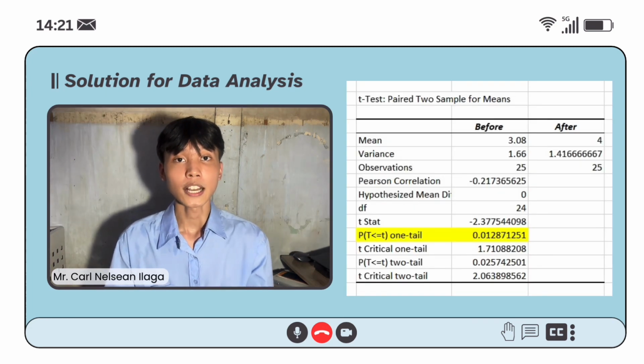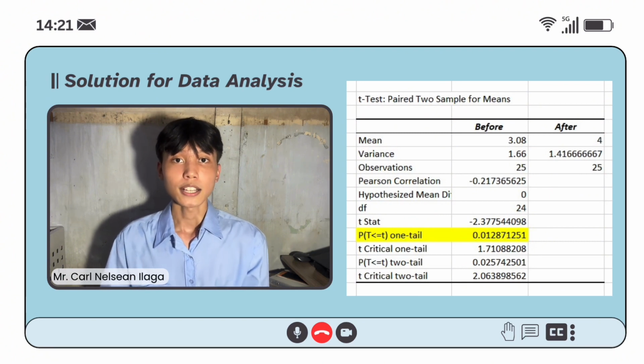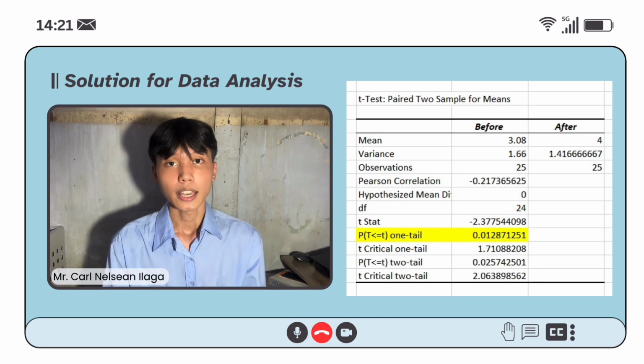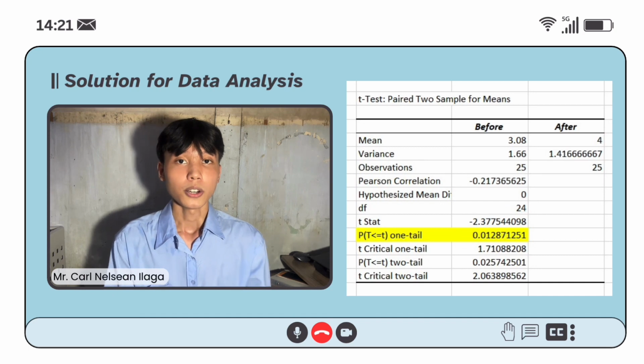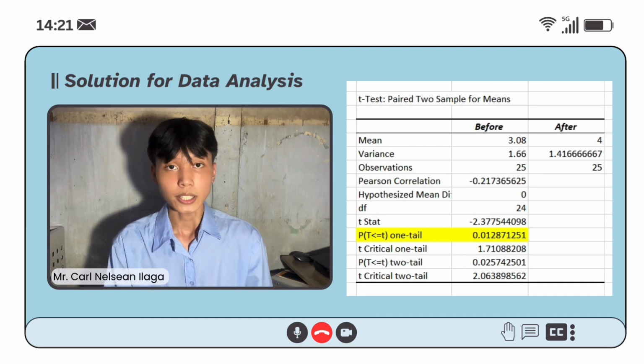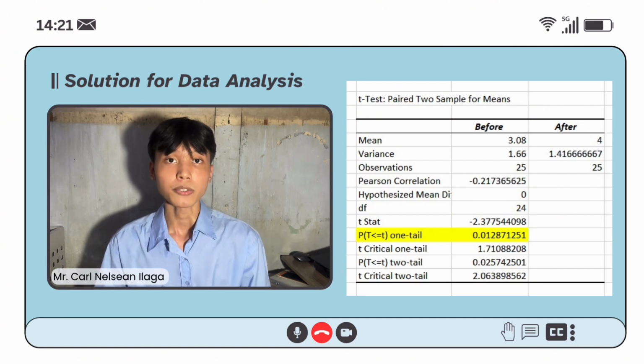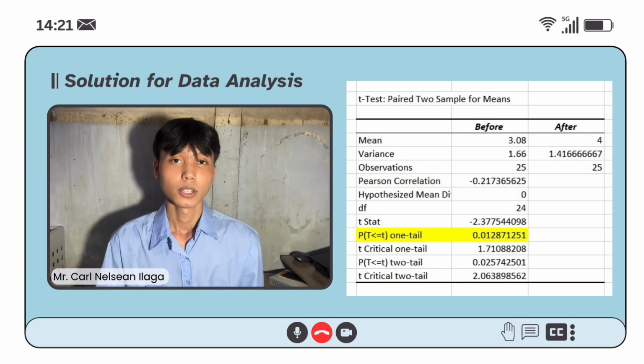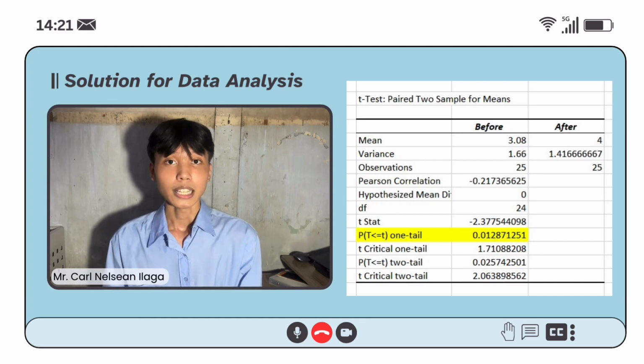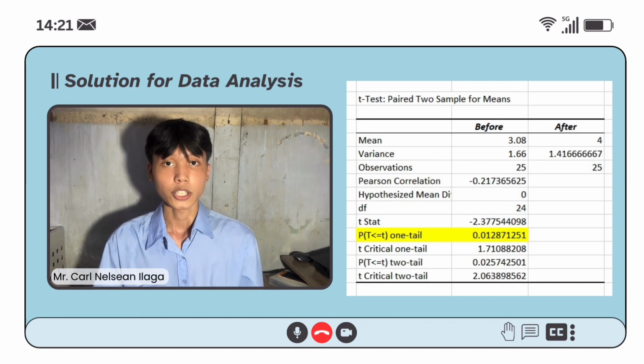Providing the results, it has been shown that the column for the stress level before doing a plate has garnered a mean of 3.08 and a variance of 1.66, with a sample size of 25. On the other hand, the column for the stress level after doing a plate has provided a mean of 4 and a variance of 1.42. Together, the p-value that we are going to utilize in comparison with the level of significance is the p-value for the one-tailed test, which is approximately 0.012871.